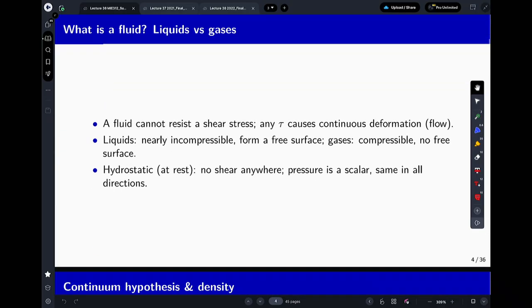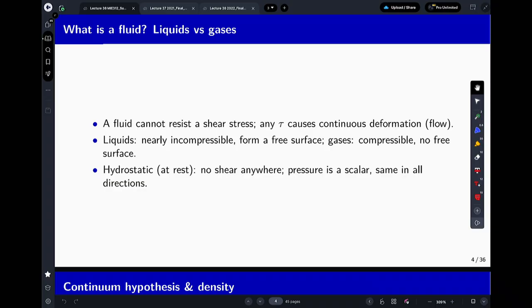So, chapter 1, we defined what a fluid is. And when we did that, a fluid cannot resist shear stress unlike a solid. Any shear causes continuous deformation, and that's flow. Liquids are treated as nearly incompressible, and have a free surface. Gases are compressible, but have no free surface. They tend to just rise to fill the room.